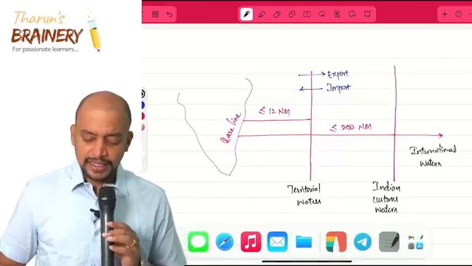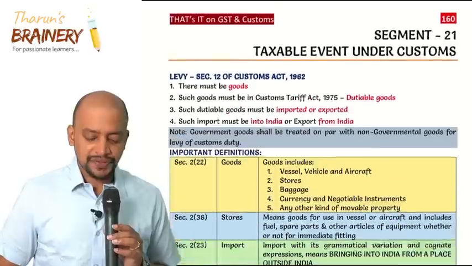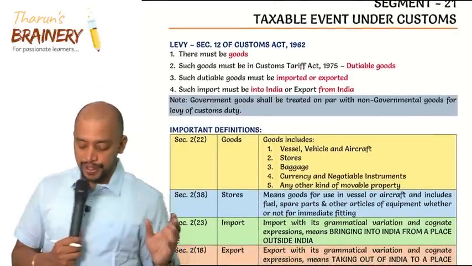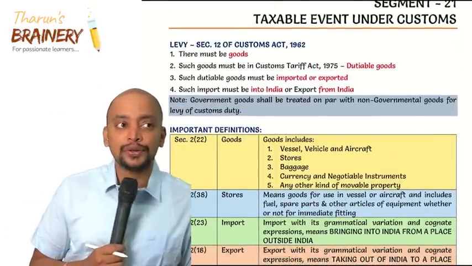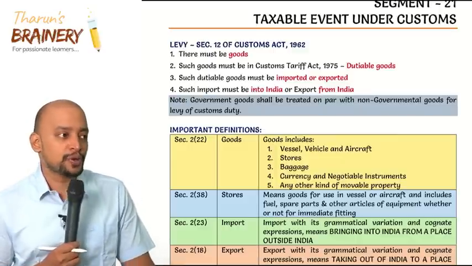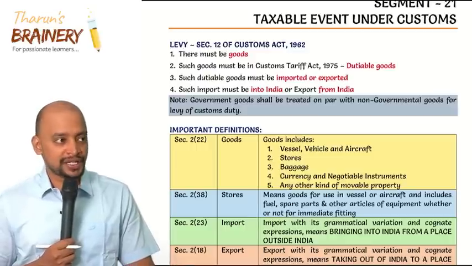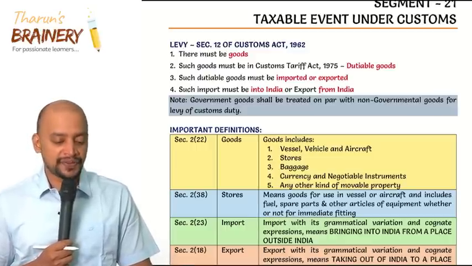Then next you can see four conditions. What are the four conditions for levy of customs duty? There must be goods. Those goods must be dutiable goods. Those dutiable goods should be imported or exported. That import or export must be into India or from India. If all these four conditions are satisfied, then there will be levy of customs duty.